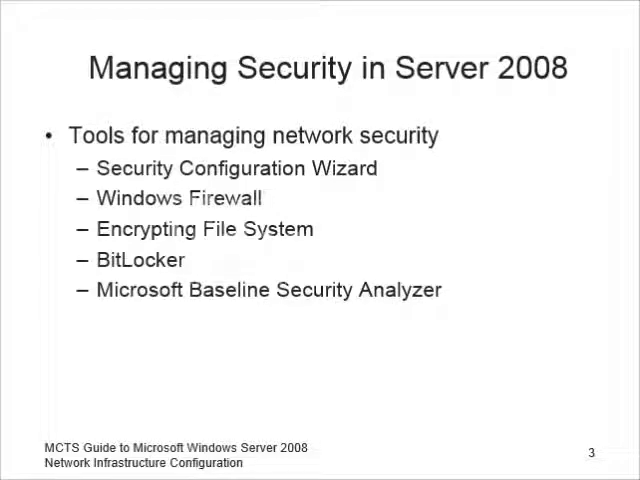To effectively secure networks, you need to have a toolbox to implement security practices and policies. Windows Server 2008 provides a number of new and improved tools for managing your network security. These tools include the Security Configuration Wizard, the Windows Firewall, Encrypting File System, BitLocker, and the Microsoft Baseline Security Analyzer. Let's talk first about the Security Configuration Wizard.